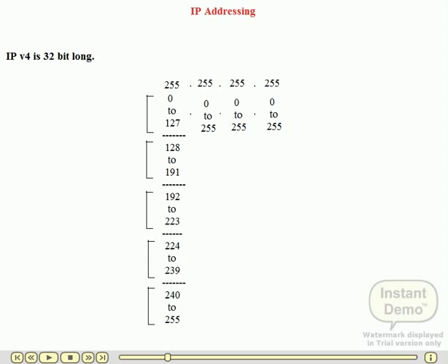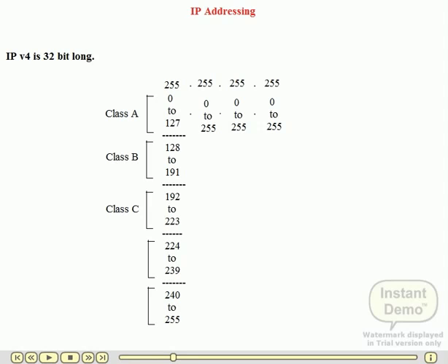First, the 0 to 127 block is class A. Second, 128 to 191 is class B. And third, 192 to 223 is the range of class C. These classes A, B and C are used in IP addressing.